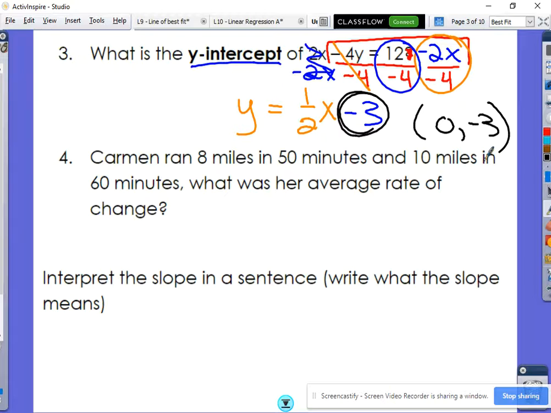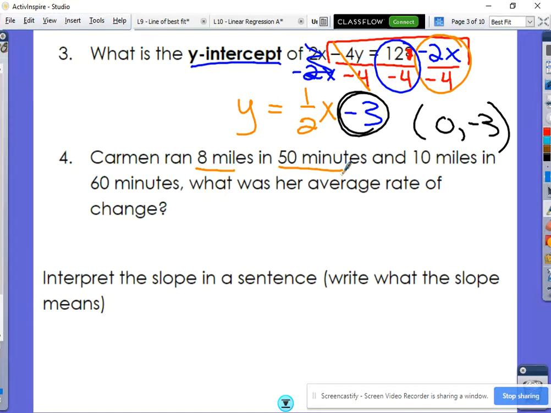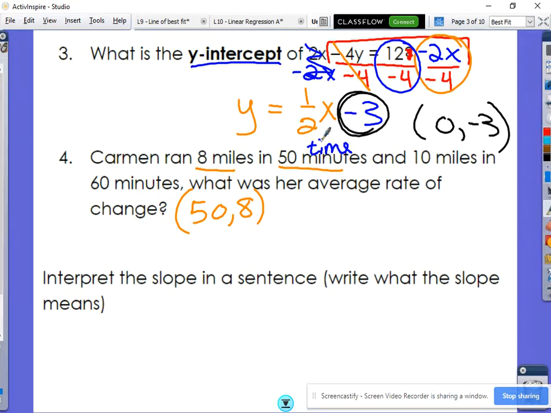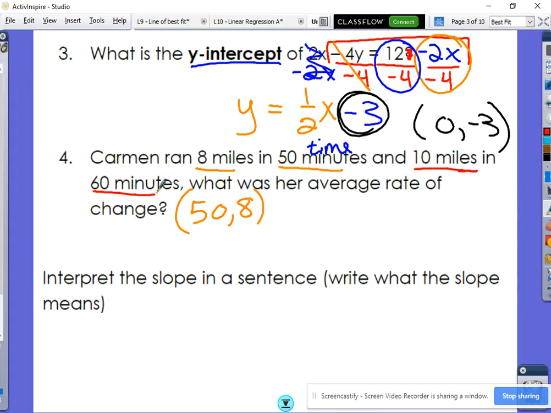All right. Number 8, this is all about rate of change. If we do 8 miles in 50 minutes, that's really a point. And that point is 50, 8. We always, always, always, always write the time first. The time comes first. So the next point we're going to be able to find would be 10 miles in 60 minutes. So 60, 10.